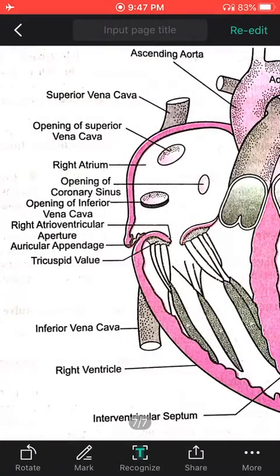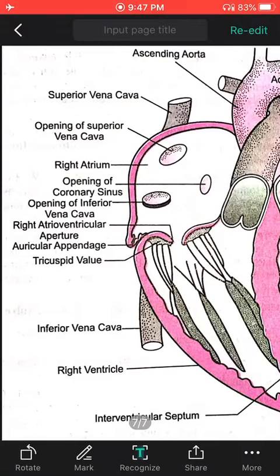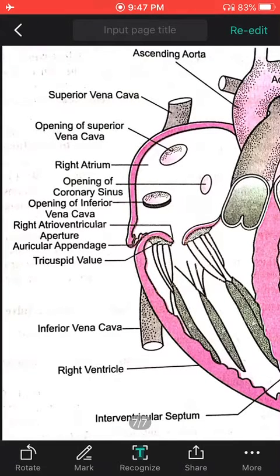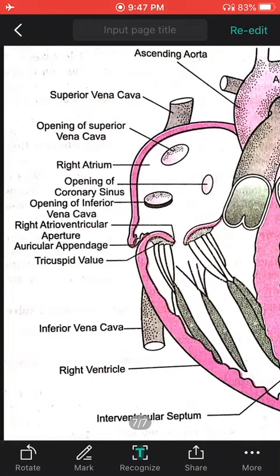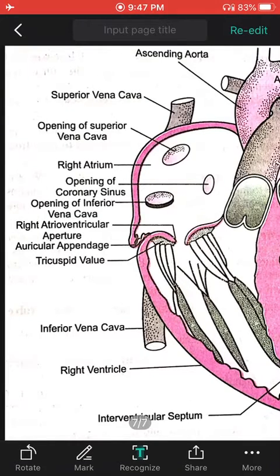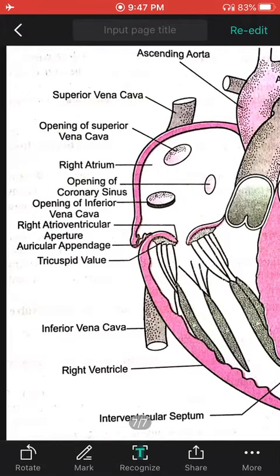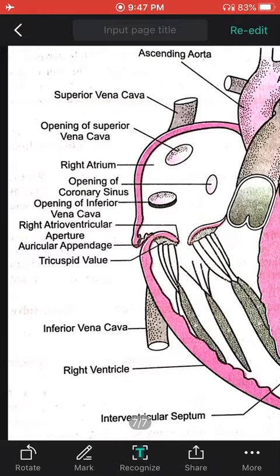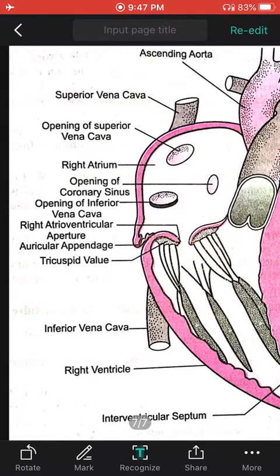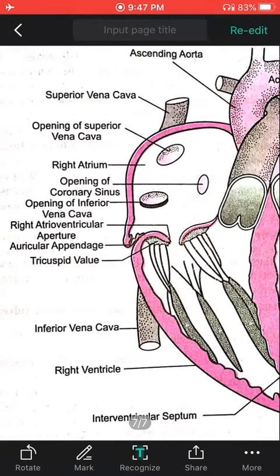Now you can see the opening of the inferior vena cava and the right atrioventricular aperture. Aperture means a space where the valve is present. That aperture allows blood to pass from the atrium to the ventricle. So which kind of valve does it have? Tricuspid valve. It has a tricuspid valve.